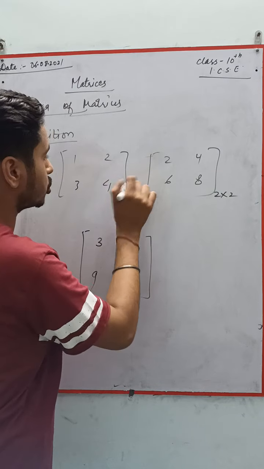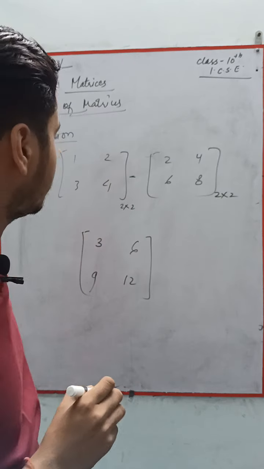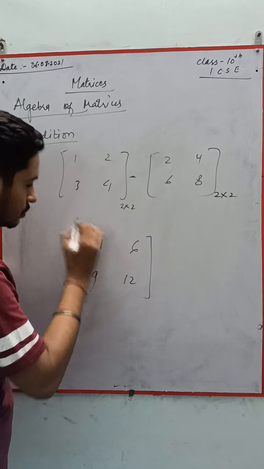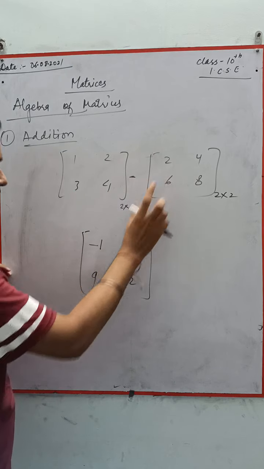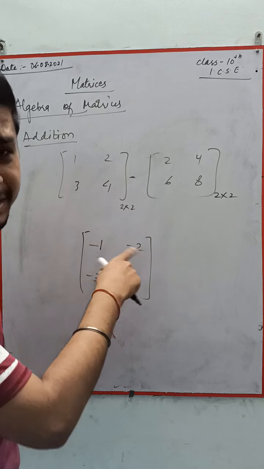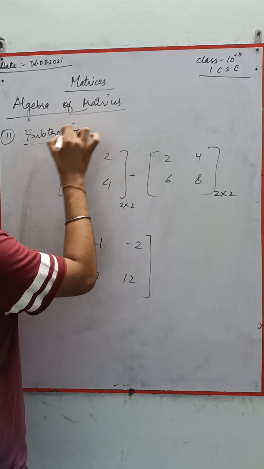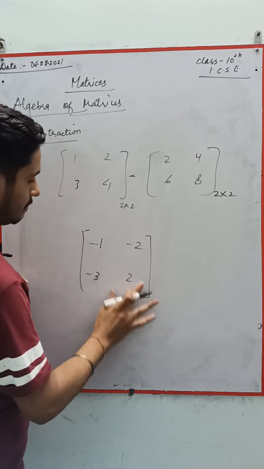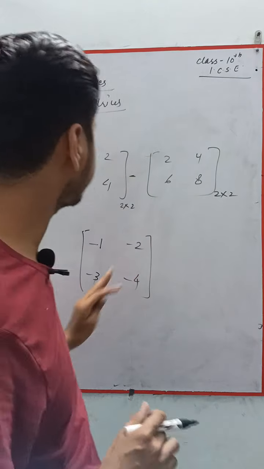And the same case goes for the negative also. How can you subtract the two matrices? So 1 minus 2 will give you minus 1. 2 minus 4, you will get minus 2. 3 minus 6, you will get minus 3. I'm just making changes here for the subtraction case. 4 minus 8, you will get minus 4, sorry. So I hope the things are clear to you up to here.